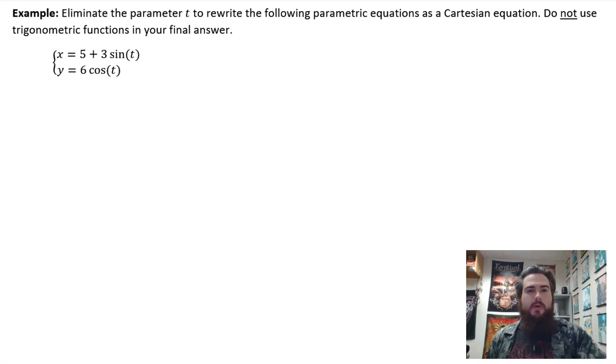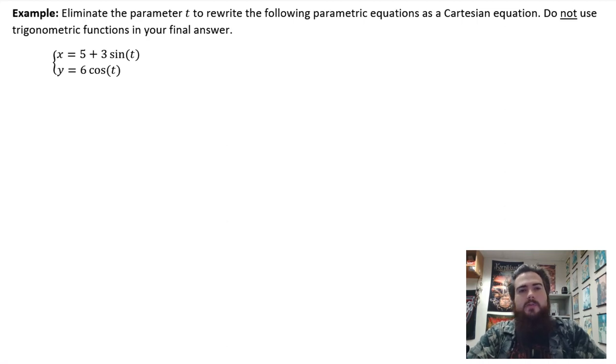In this example, we will eliminate the parameter t to rewrite the following parametric equations as a Cartesian equation. Note that we are specifically going to do this problem and make sure that our answer does not involve any trigonometric functions. If you look at what we have here, we have x equals 5 plus 3 times sine of t, and y equals 6 cosine of t.